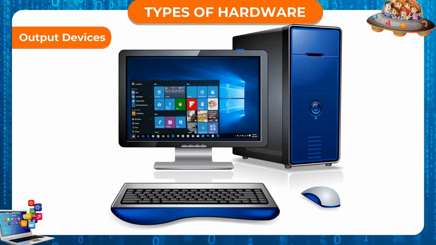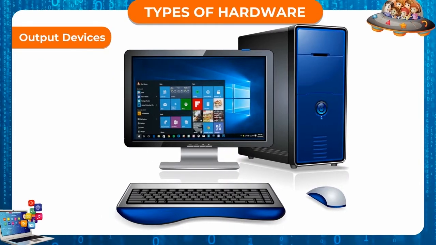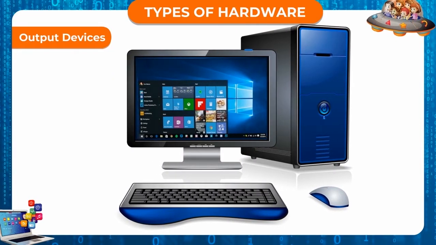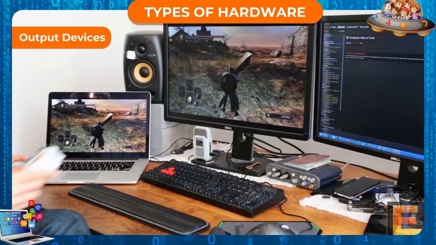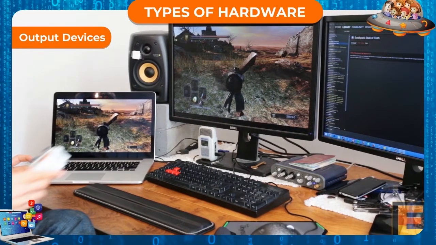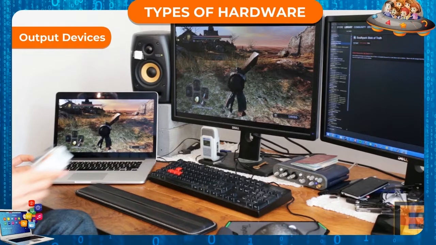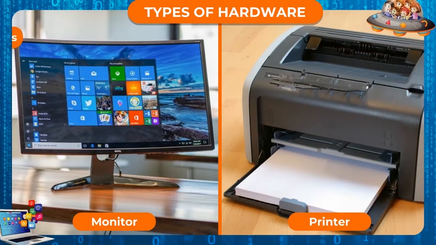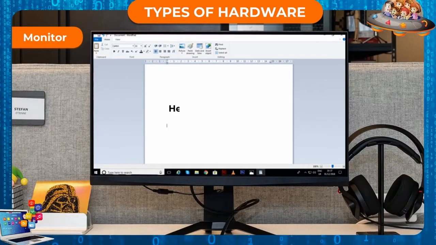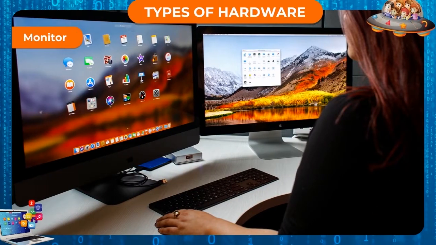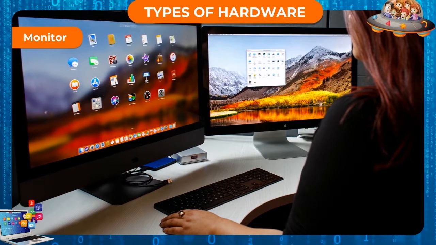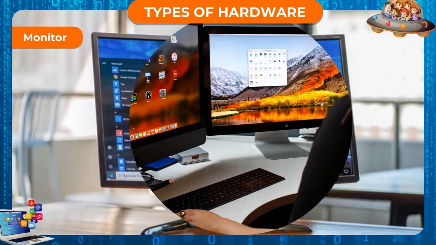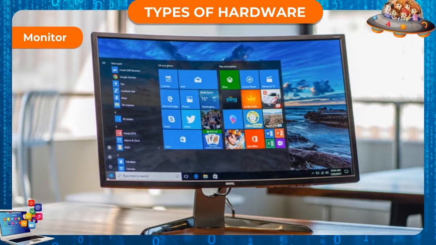Output devices. Computer parts that give out the result or output of the instructions given by us are called output devices. The most common output devices are monitor and printer. Monitor. A monitor shows us whatever we type or draw. It also shows us the files that we search for in the computer. Therefore, a monitor is an output device.